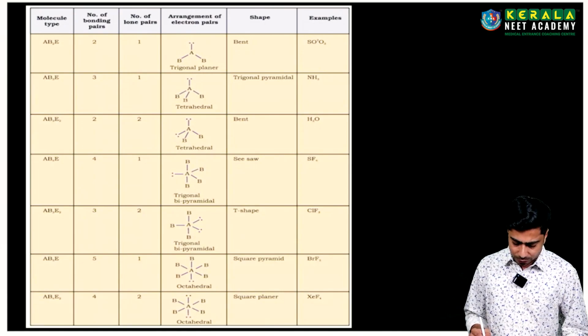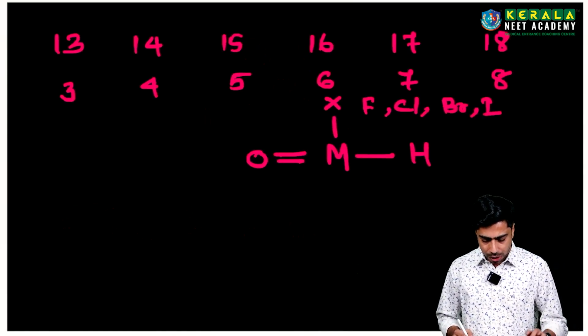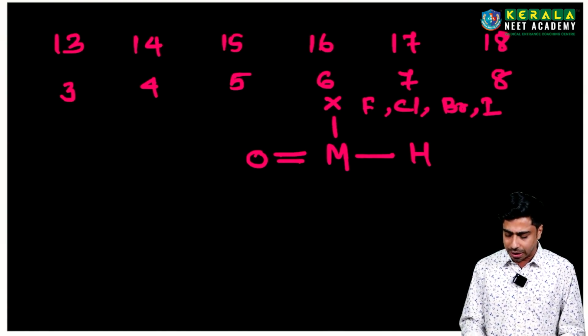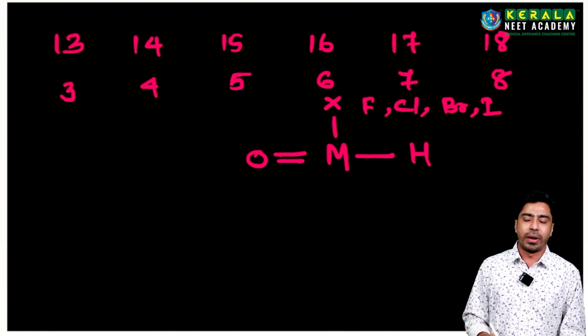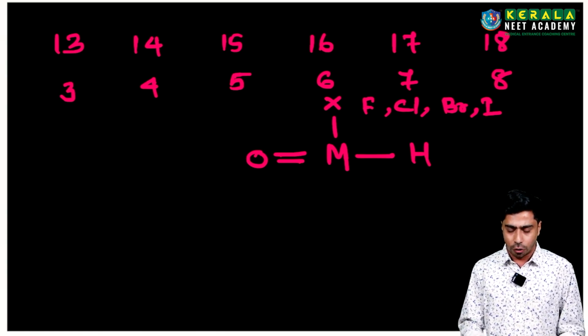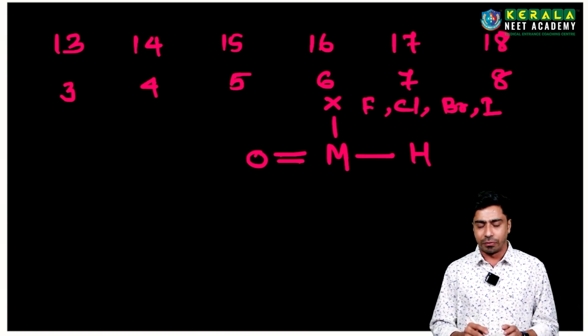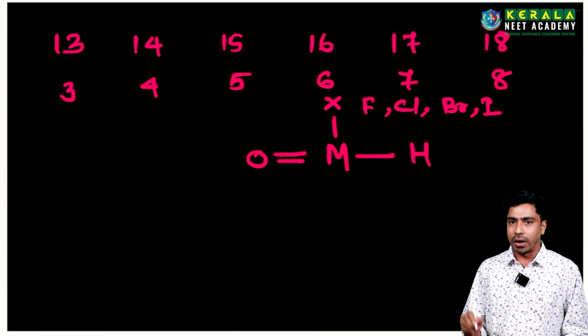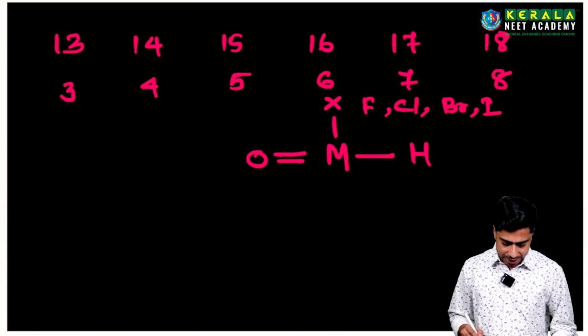Now, before that, once again, I'm telling, listen here. Like the central metal atom, hydrogen will make single bond, then halogen will make single bond, and oxygen will be making double bond. And see, in case of the valence electrons, if the central atom comes from group 13, then it will be carrying 3, group 14 carries 4, then 5, 6, 7, and 8. Now we'll take an example.